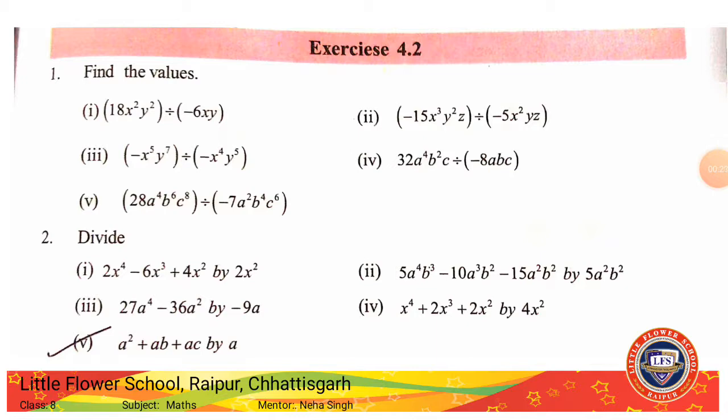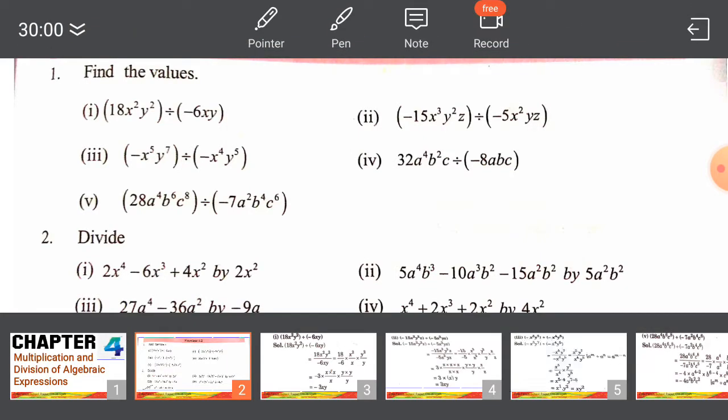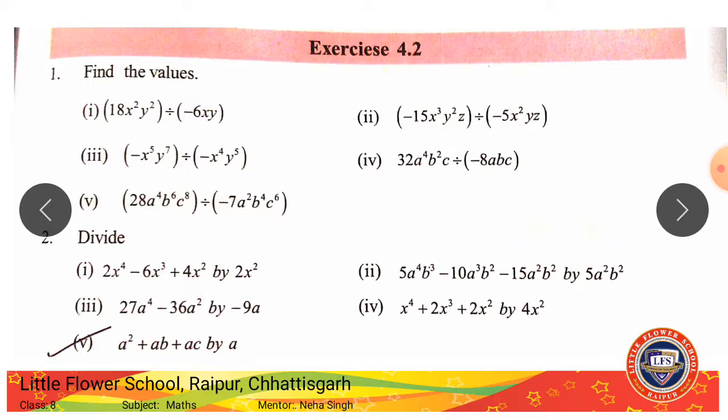Exercise 4.2. Okay. So find the values. What you have to do, you need to find, this is the division. In the first exercise on multiplication you learnt about algebraic expressions. You learnt about opening the bracket and then solving the questions. In this you will learn about simpler division of algebraic expressions. So let us see the first question. It is find the values.